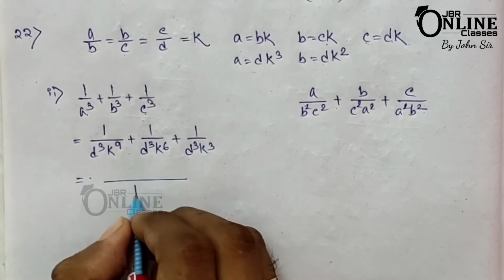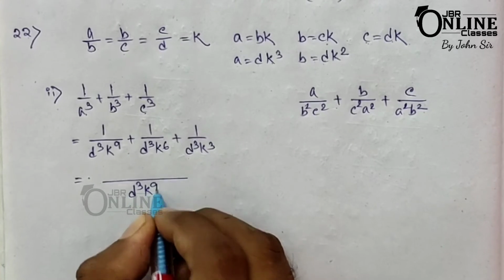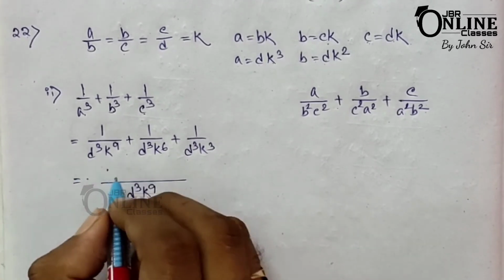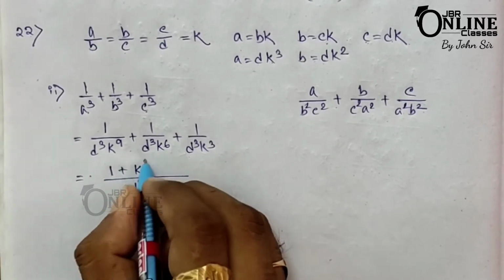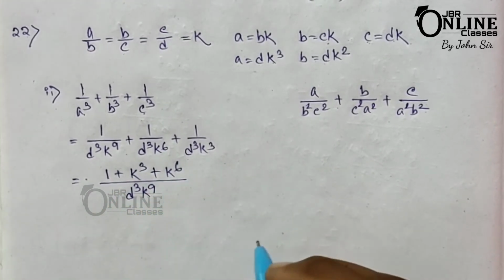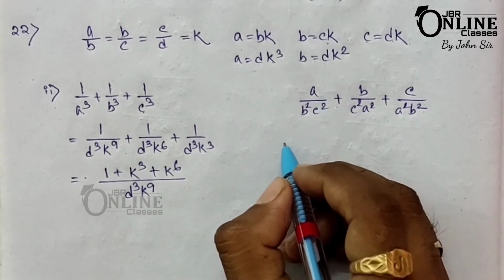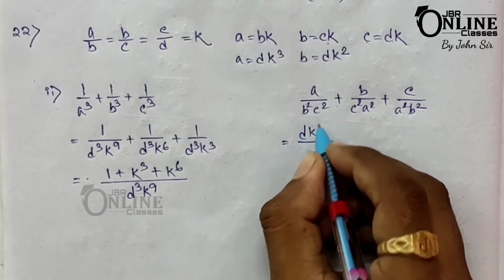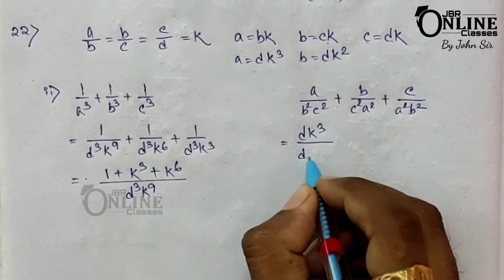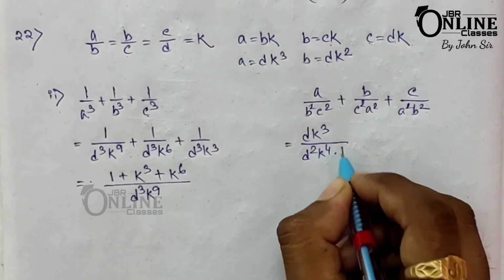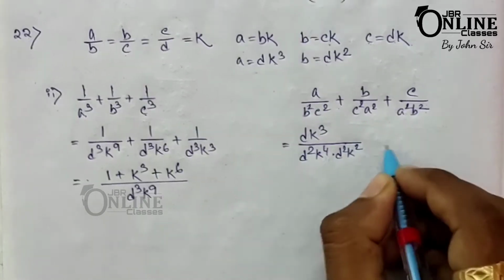So finally, d cube k to the power 9 is the LCM. So it will be 1 plus k to the power 3 plus k to the power 6. Okay, now in the right hand side, a by b square c square. A means dk cube, and b square c square means d square k to the power 4, and c square means d square k square.